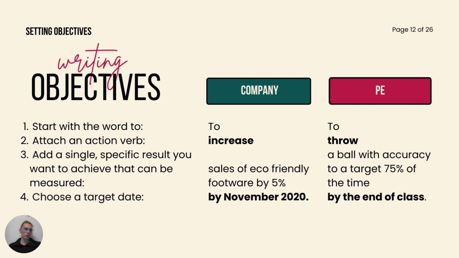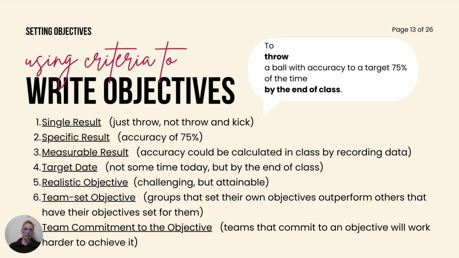All right, so I'll just stay in this lane. To throw a ball with accuracy to a target 75% of the time by the end of class. If it's too vague, you probably will have a harder time meeting your objective. So I have up here to throw a ball with accuracy to a target 75% of the time by the end of the class. That's what we just talked about.